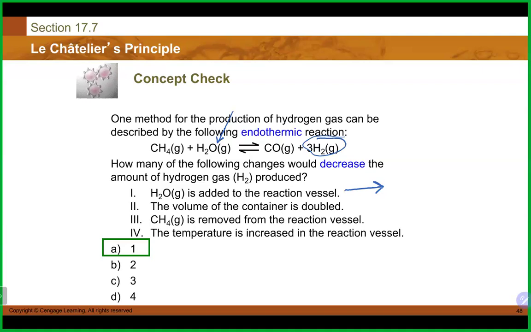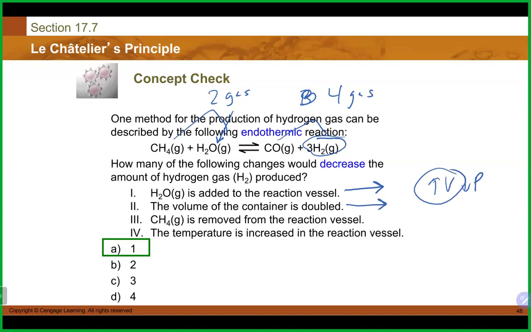The volume is doubled. So here the volume went up, which means the pressure went down. So here we want to go to the side with the larger volume, more gas molecules. There are 2 gas molecules on this side, and on the other side it looks like 3 plus 1 more. Yes, 4 gas molecules on that side. So in this case, we're going to shift to the right, which would also increase the amount of H2.